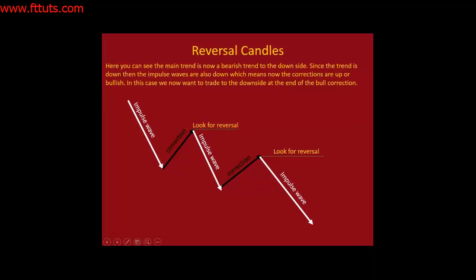Here you can see the main trend is now a bearish trend to the downside. Since the trend is down, then the impulse waves are also down, which means now the corrections are up, or bullish. In this case, we now want to trade to the downside at the end of the bull correction. Down is the impulse wave, and there's the correction going up. Again, down for the impulse wave, and up is the correction. Down, impulse wave. And at the top of the correction this time, we'll look for the reversal.